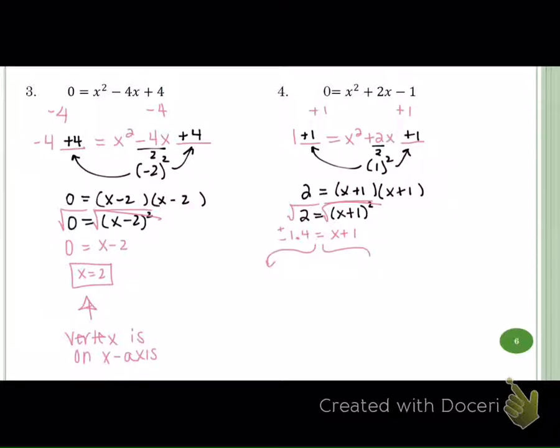That's going to be one of your guys' biggest mistakes. You'll do everything right, but you'll forget the second answer. Is it 0.4 equals x? And negative 2.4 equals x?